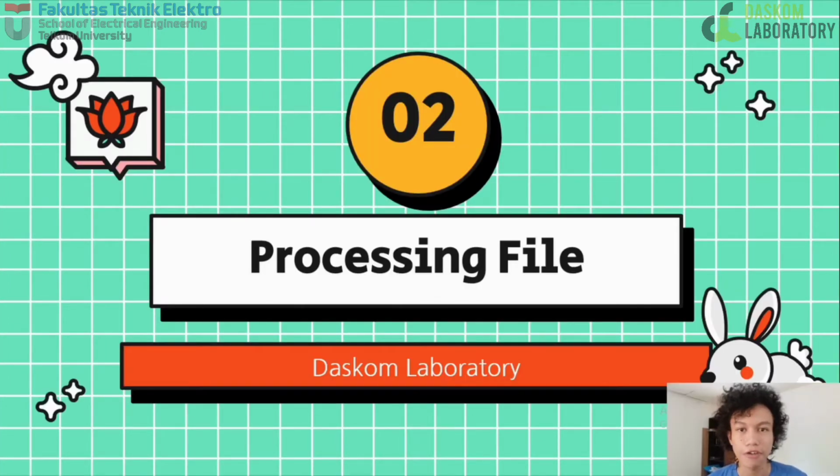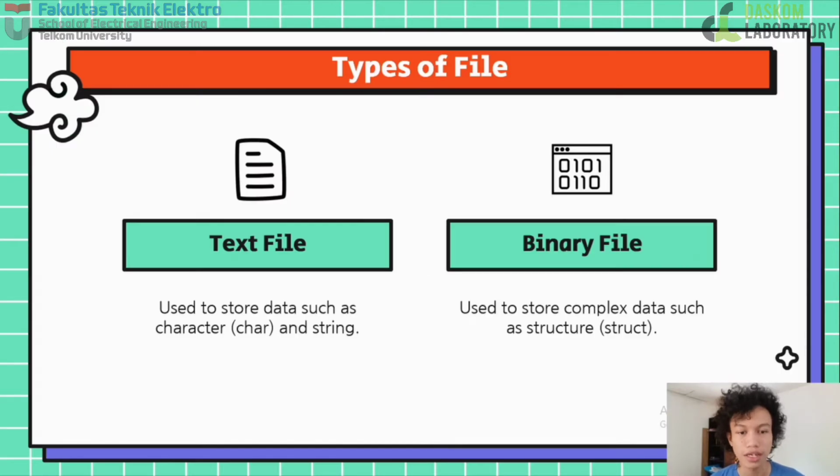The next one is processing file. Before we process the file, we need to know what types of files we are dealing with, because there are 2 types of file. The first one is text file and the second one is binary file. Text files are used to store data like characters and strings, while binary files can be used to store complex data like structures. Binary files also process data in the form of memory blocks consisting of bytes, such as memory in RAM.